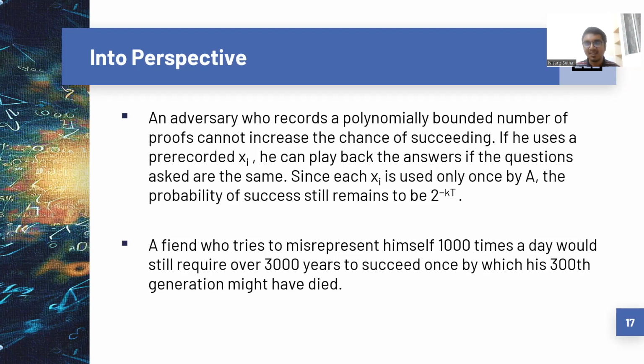To give an example, if a fiend, not a friend, a fiend, is trying to misrepresent himself even 10,000 times a day, he will still require 3,000 years to succeed even once, by which time his 300th generation might have died. So it is quite impossible to prove a false claim here.